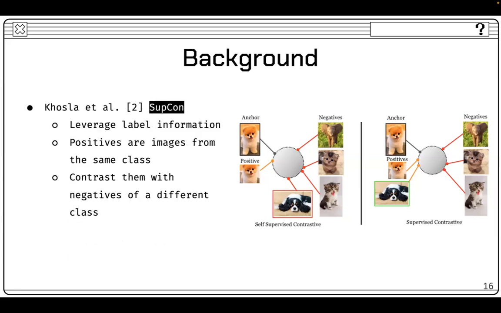As a result, Khosla et al. introduced a new framework that makes use of supervised contrastive loss, in short SupCon loss, which leverages label information. In this case, positives are images from the same class, and they are contrasted with the negative set, which is of an entirely different class.